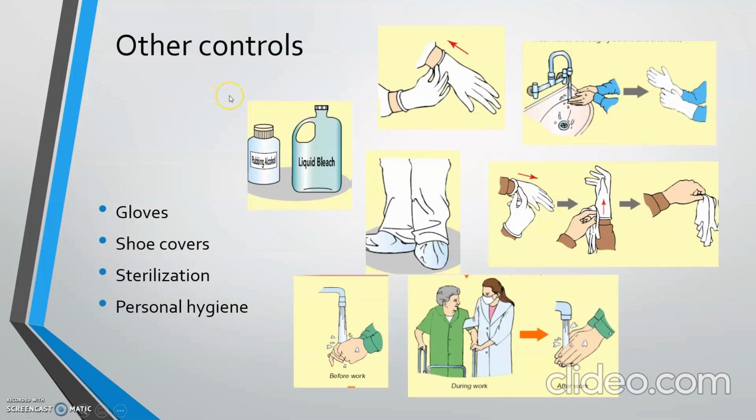So other control for biohazard, besides what we just covered, you use glove, shoes cover, use sterilization and of course the personal hygiene. So you need to wash your hand before and after work.